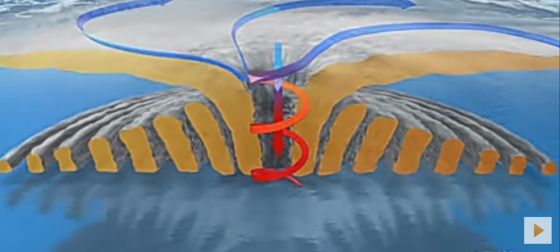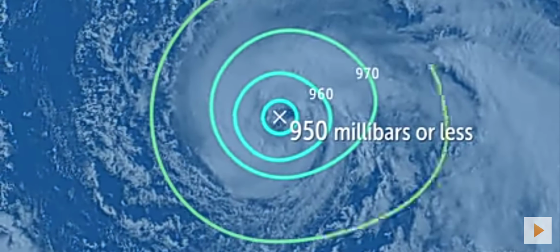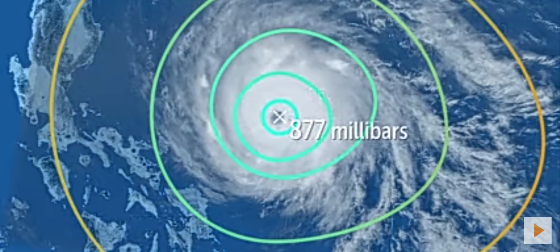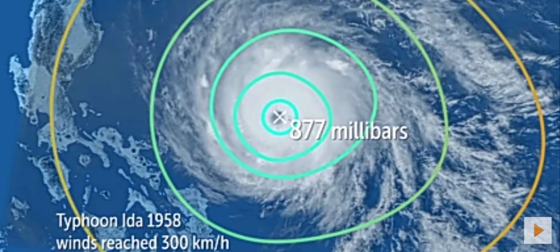The lowest air pressure in a tropical cyclone is always found at the center and is typically 950 millibars or less. The average air pressure at the Earth's surface is about 1010 millibars. Tropical cyclones have significantly lower air pressure than the air that surrounds them. The bigger the pressure difference, the stronger the wind force. One of the lowest air pressures ever recorded was 877 millibars for Typhoon Ida, which hit the Philippines in 1958, where winds reached 300 kilometers an hour.